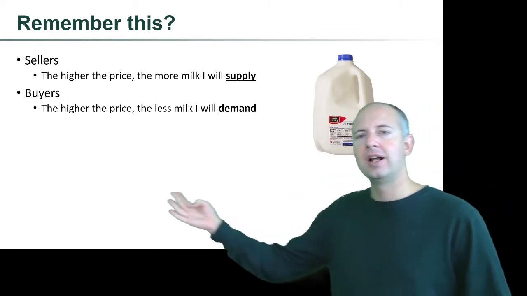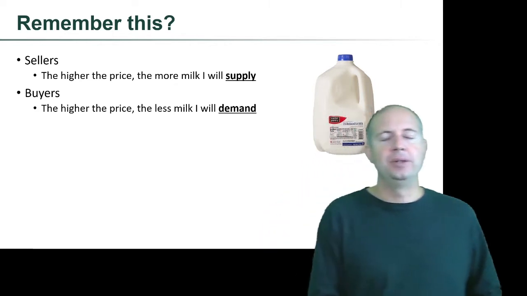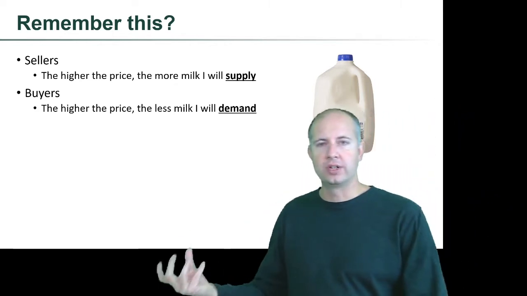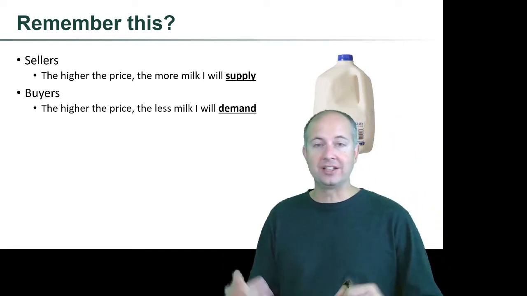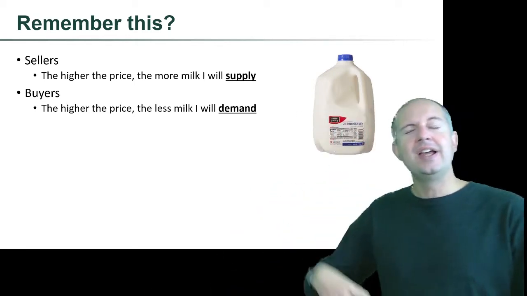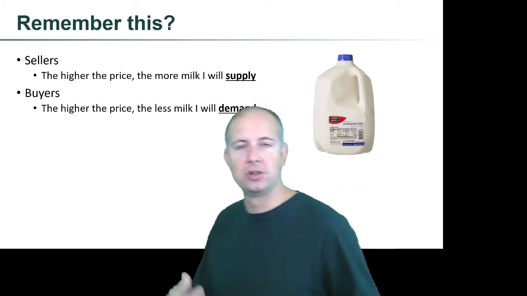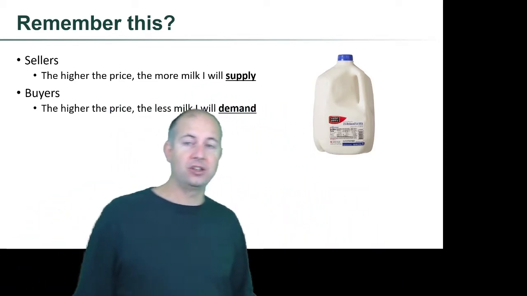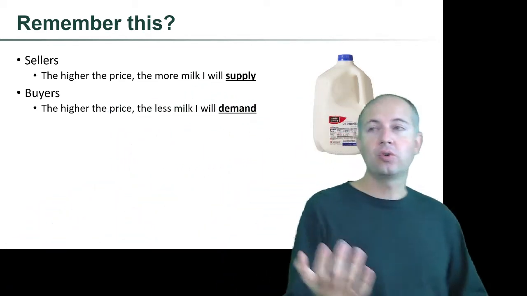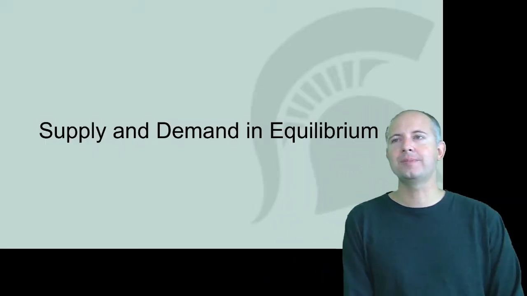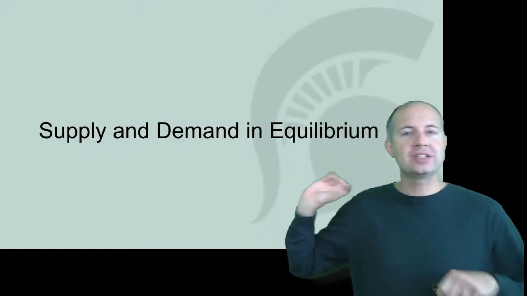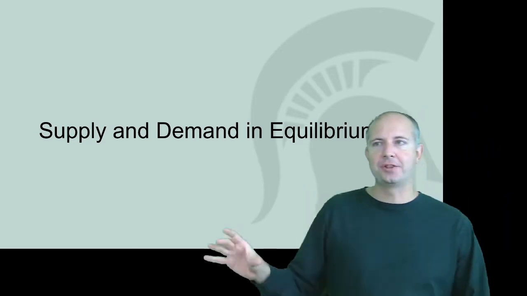For a buyer, the higher the price, the less milk I will demand. Maybe I'll drink juice, maybe I'll drink almond milk, maybe I'll just drink less milk and switch to water. In any case, this is just a direct result of the fact that demand slopes down. Price goes up, quantity demanded goes down. This is just a reminder because we're going to put supply and demand on a graph together for the first time.